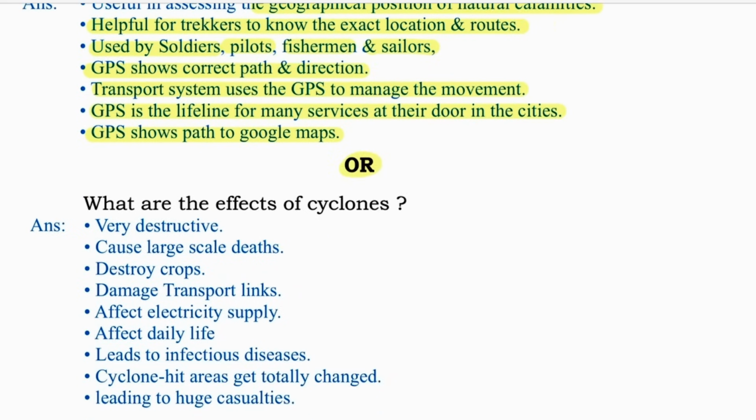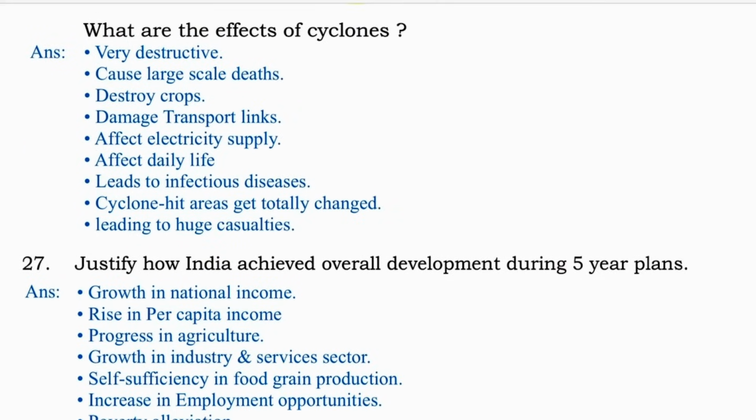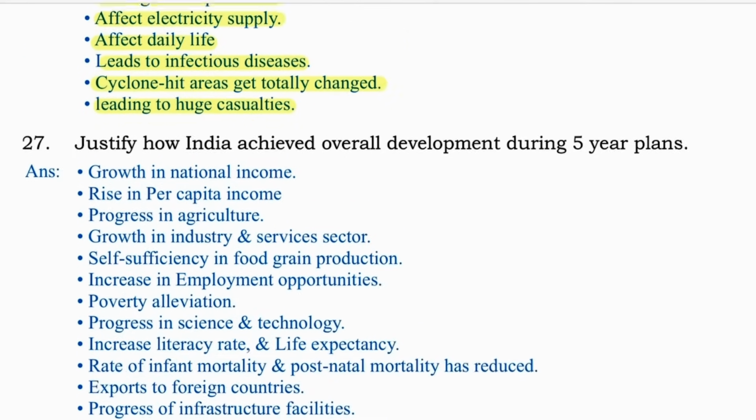Or next, optional question. What are the effects of cyclones? They are very destructive. They cause large scale deaths, destroy crops, damage transport links, affect electricity supply, affect daily life, and lead to infectious diseases. Cyclone hit areas get totally changed, leading to huge casualties. These are the effects of cyclones.